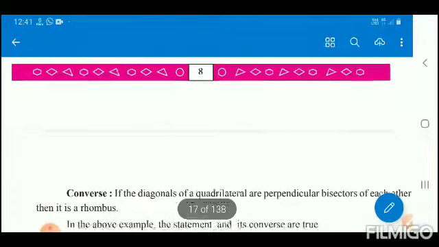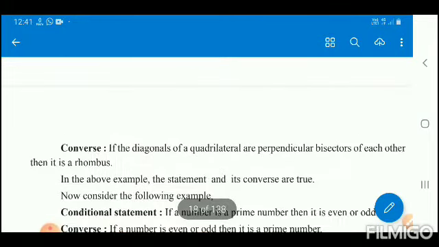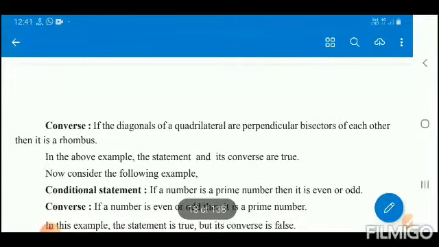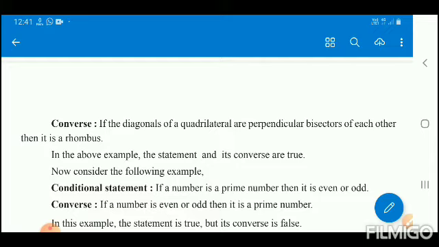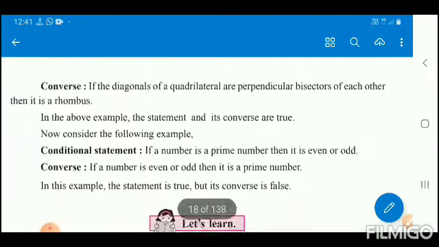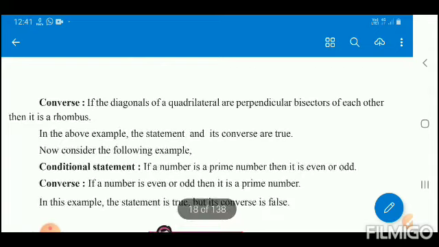Now we will see the converse of this statement. If the diagonals of a quadrilateral are perpendicular bisectors of each other, then it is a rhombus. In the above example, the statement and its converse are true. In this example, both the given statement as well as its converse are true. Now we will consider one more example.